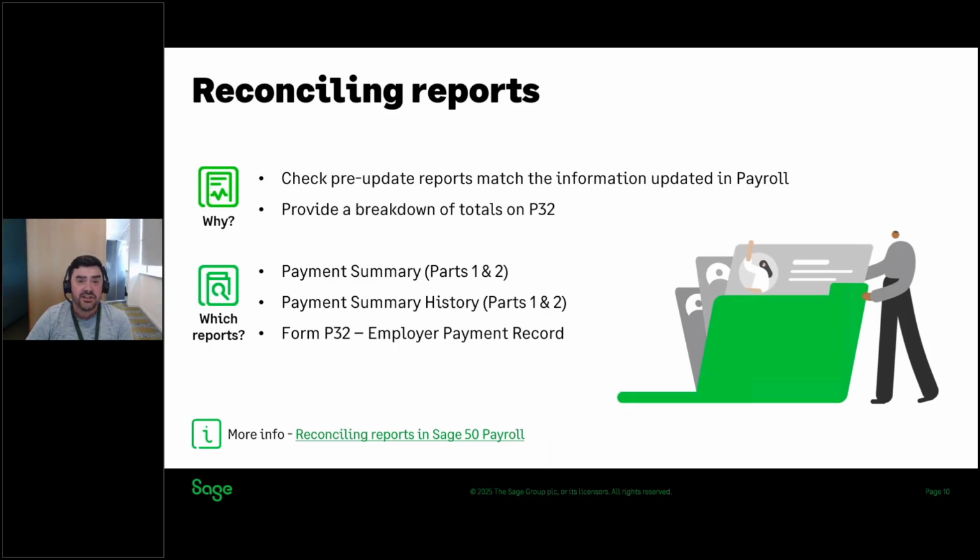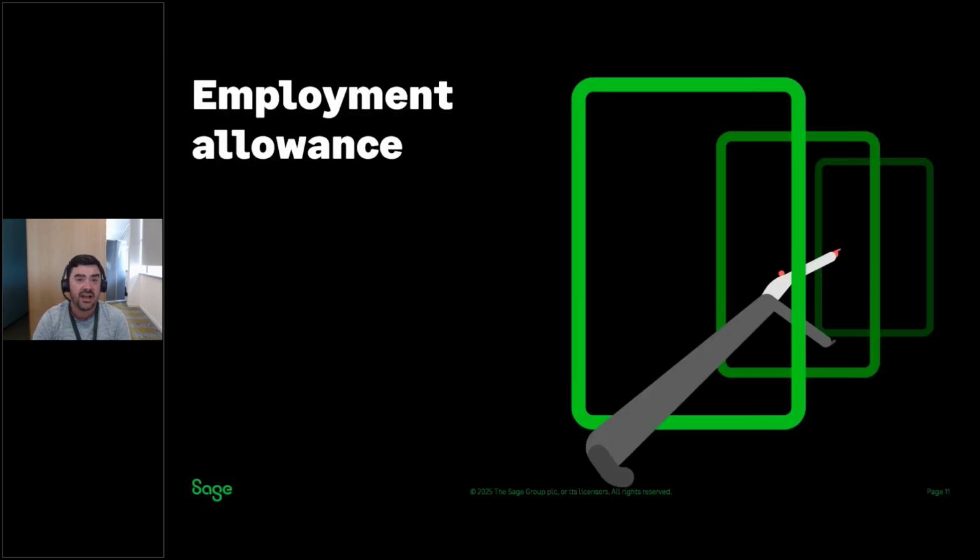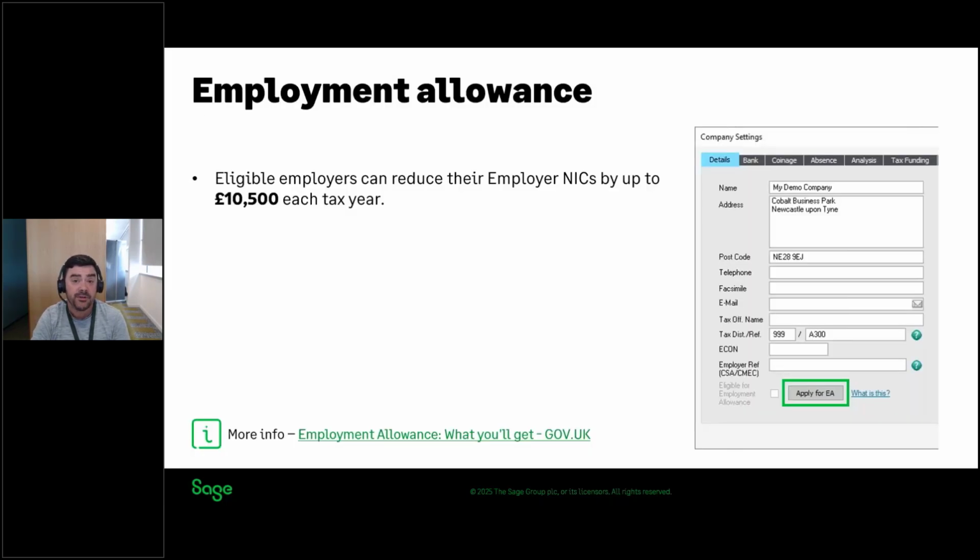Okay, so moving on to the last section of the webinar. We've already seen it on some of the reports, but I'd like to talk in a bit more detail about employment allowance. Now, employment allowance is a government scheme that allows eligible employers to reduce their employer NI contributions by up to £10,500 each tax year. So that is an increase from last tax year where employment allowance was £5,000.